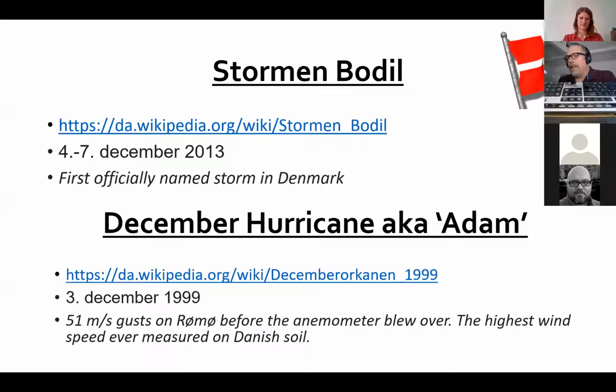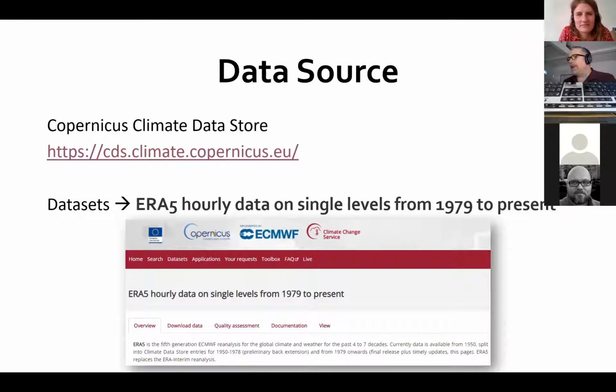And there were 51 meter per second wind gusts recorded before the anemometer blew over. And this is the highest wind speed ever measured on Danish soil. So these are the two storms we will explore. And the data that I'm going to use comes from the Copernicus Climate Data Store, and specifically this data pool called the ERA5 hourly data on single levels.